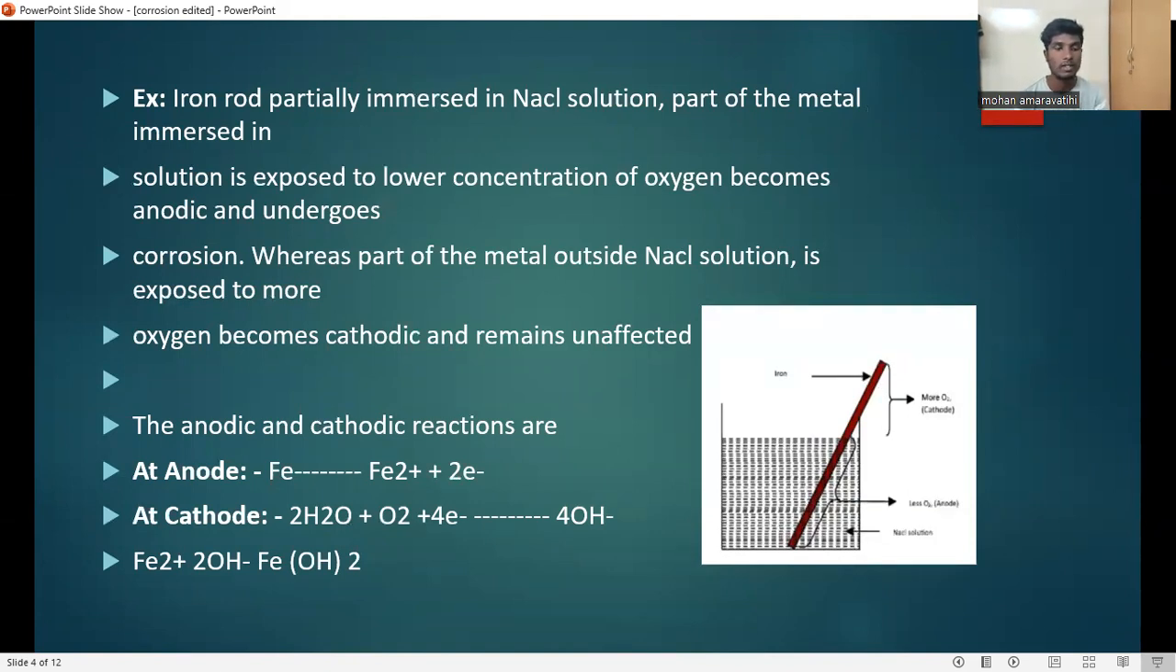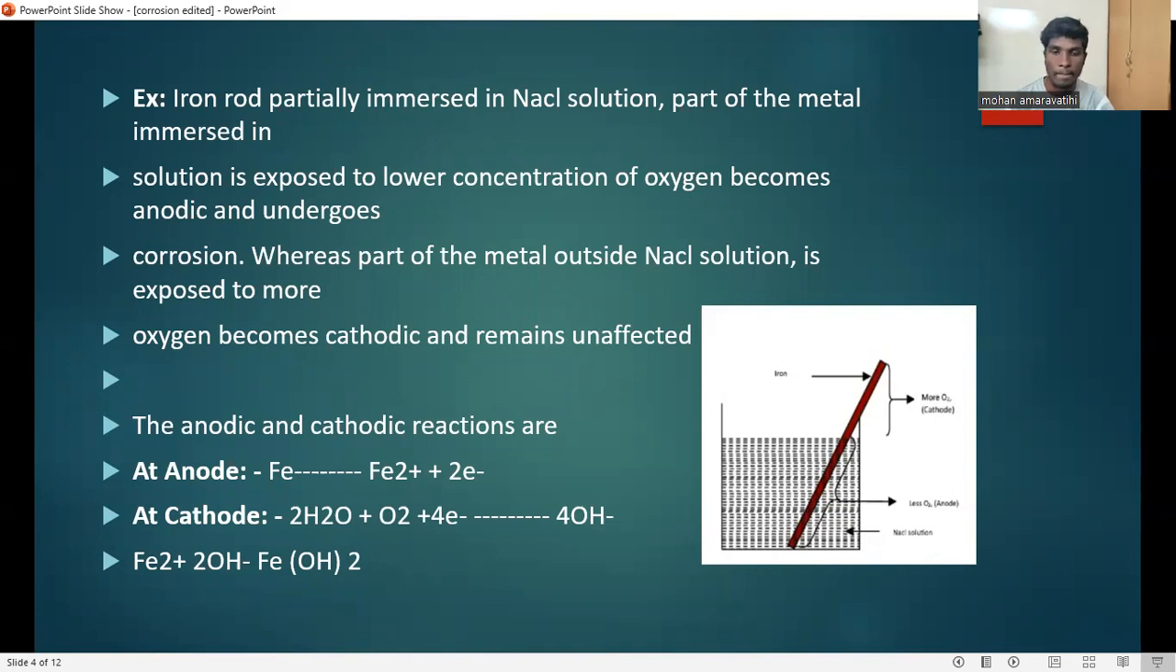The part of the metal immersed in the solution is exposed to a lower concentration of oxygen, becomes anodic and undergoes corrosion, whereas the part of the metal outside the NaCl solution is exposed to more oxygen, becomes cathodic and remains unaffected. The anodic and cathodic reactions: at the anode, Fe gives Fe2+ plus 2e-, and at the cathode, 2H2O plus O2 plus 4e- gives 4OH-.